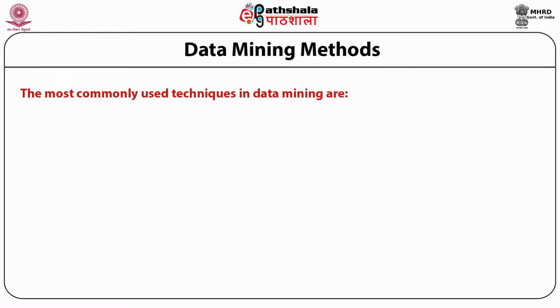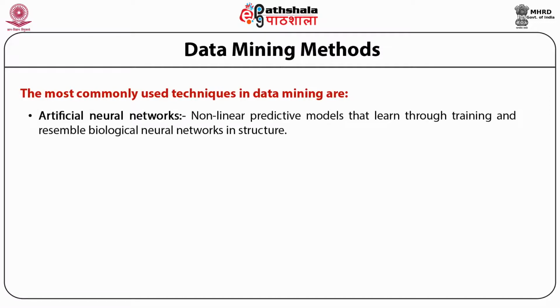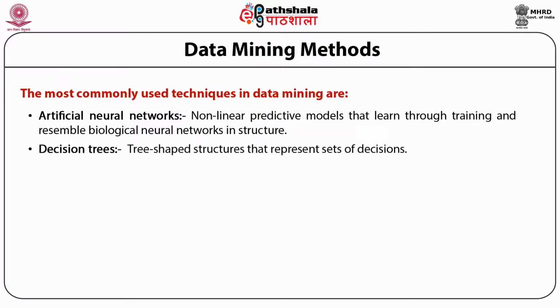The most commonly used techniques in data mining are artificial neural networks, nonlinear predictive models that learn through training and resemble biological neural networks in structure. The next technique is the decision tree. Tree-shaped structures that represent sets of decisions. These decisions generate rules for the classification of a dataset. Specific decision tree methods include classification and regression trees, abbreviated as CART, C-A-R-T, and chi-square automatic interaction detection, that is CHAID.